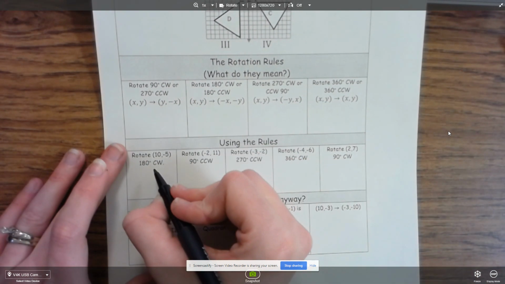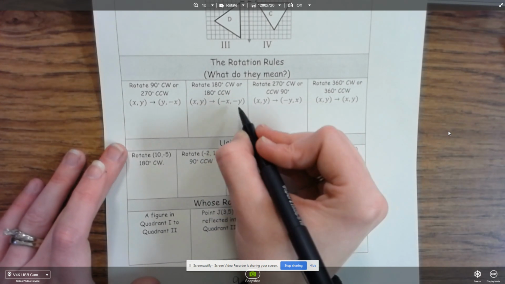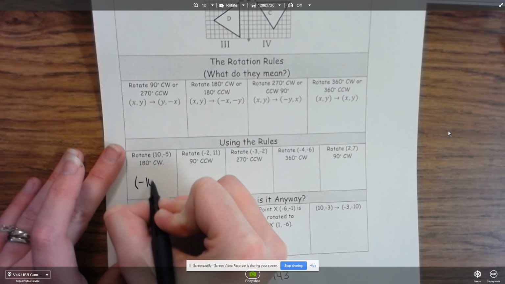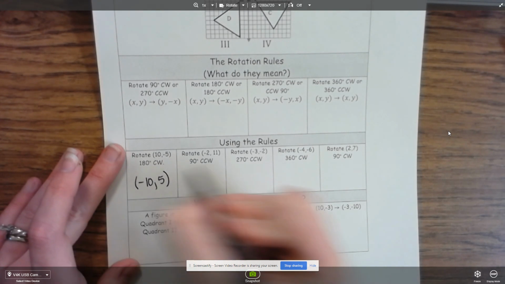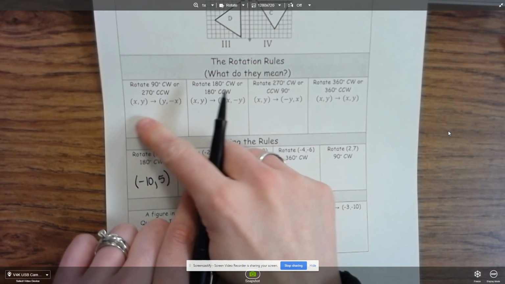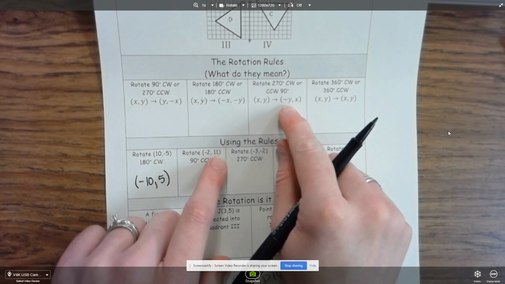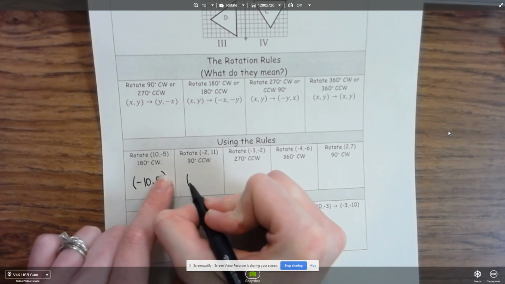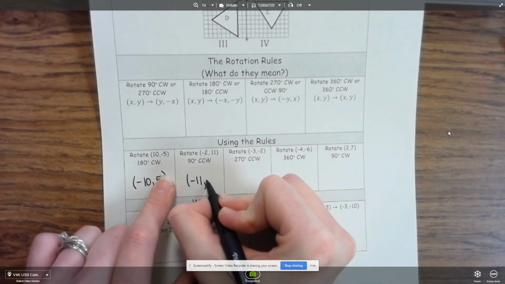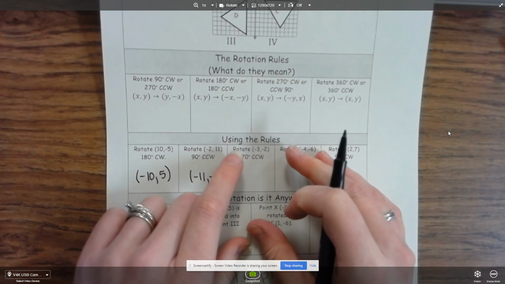So 180 degrees clockwise, whether it's clockwise or counterclockwise, the points stay the same. We just change the sign. So the 10 would become a -10 and the 5 would become positive. All right, 90 degrees counterclockwise. So that's this rule. So I'm going to take the Y and I'm going to stick it in the X position, but I'm going to change the sign, and then the X stays the same. It just moves over to the Y position.